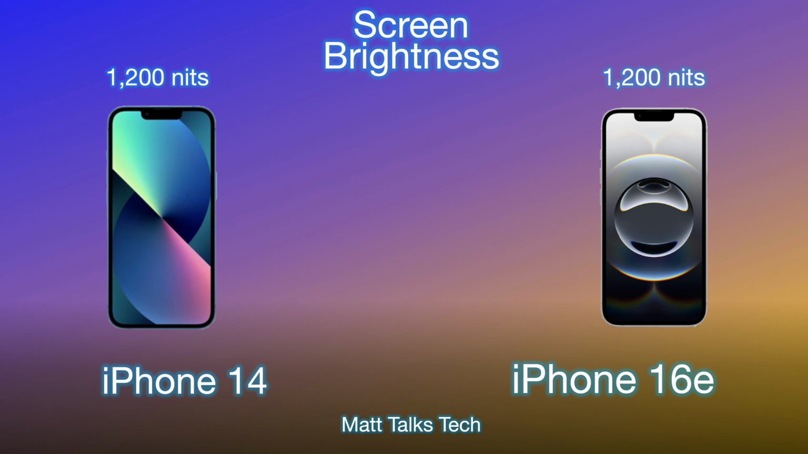And then moving over to the screen brightness, well, it's exactly the same story. 1200 nits at HDR, no differences here whatsoever between both these phones. So yeah, same brightness, still really great outside. No differences here whatsoever.